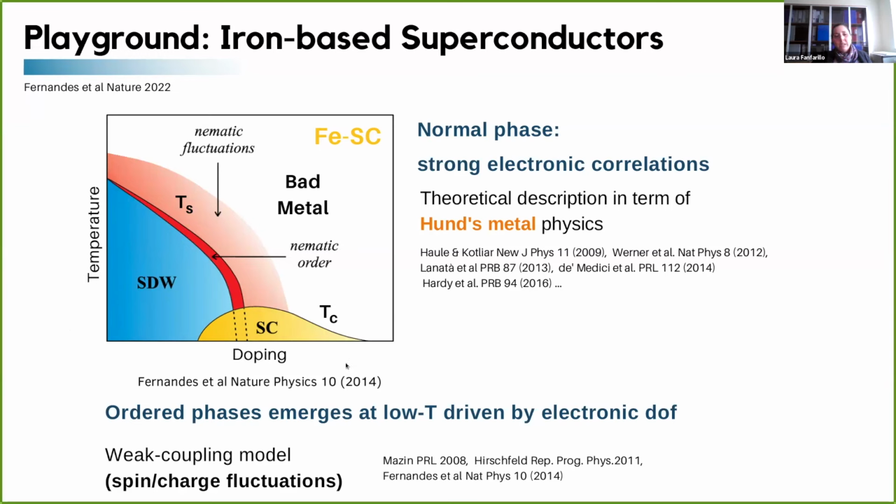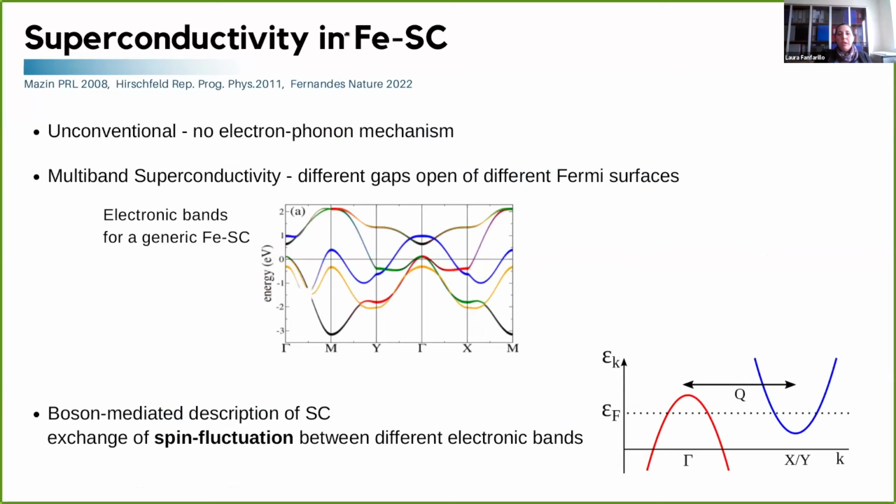So this can usually be explained using weak coupling models. Essentially, you have itinerant electrons that can be renormalized, so you can put in some effective mass, but this is a kind of trivial interaction. You have this effective mass renormalizing your electrons somehow, and then you can apply essentially weak coupling models in which these electrons are coupled to a boson that can be a spin or charge fluctuation and explain the emergence of these phases. Just to be a bit more precise, let me show you what I mean.